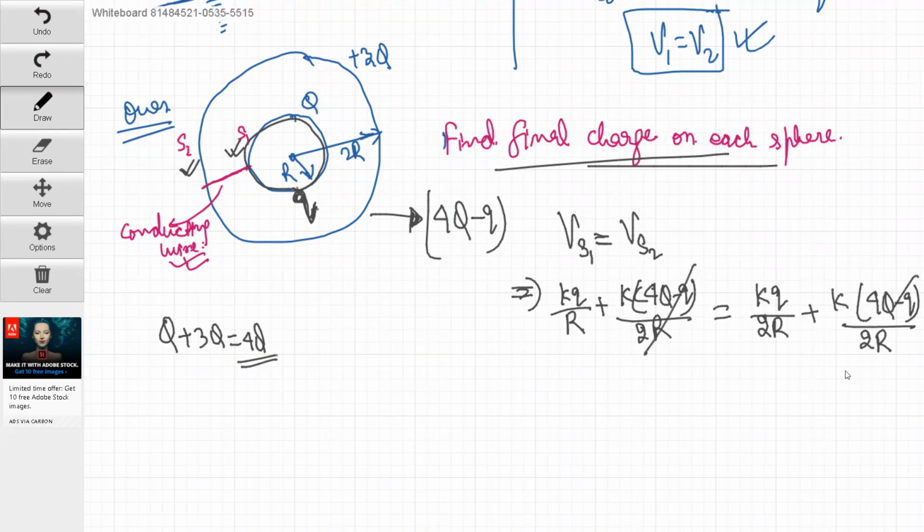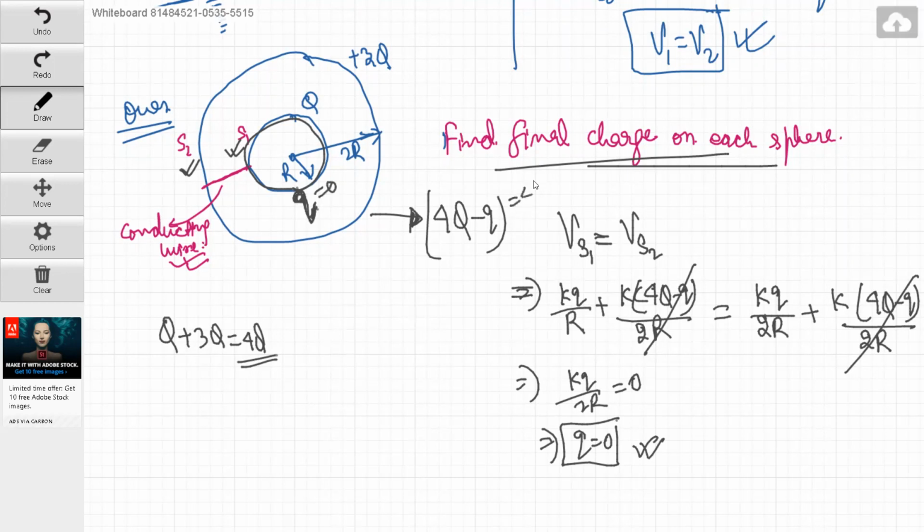So this one and this one will be cancelled out. Here what people do is cancel KQ by R, KQ by R, and they get 1 is equal to 2. That is a rubbish thing. You can't cancel KQ by R because this will come this side. So it will become KQ by 2R is equal to 0. So here Q has to be 0. Is this okay? Q has to become 0.